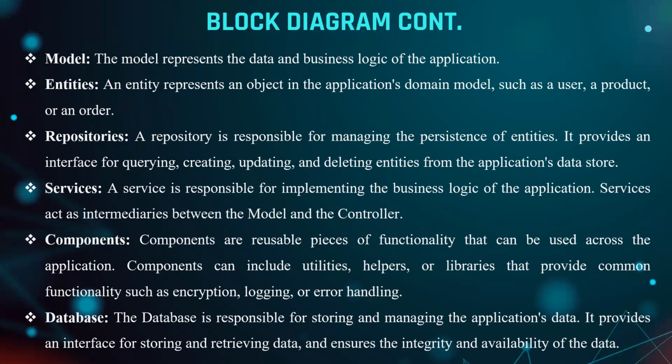Components. Components are reusable pieces of functionality that can be used across the application. Components can include utilities, helpers, or libraries that provide common functionality such as encryption, logging, or error handling. Database. The database is responsible for storing and managing the application's data. It provides an interface for storing and retrieving data and ensures the integrity and availability of the data.